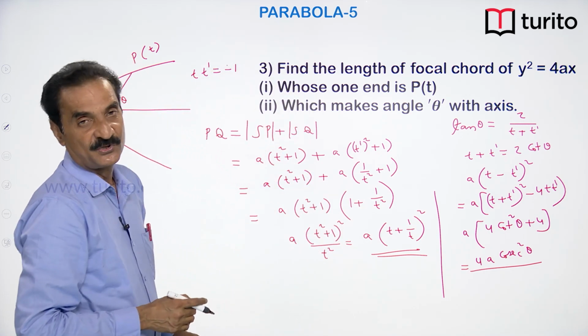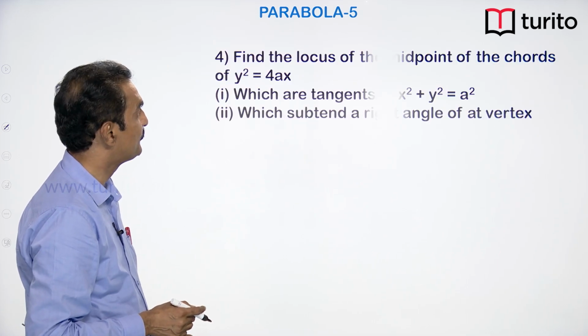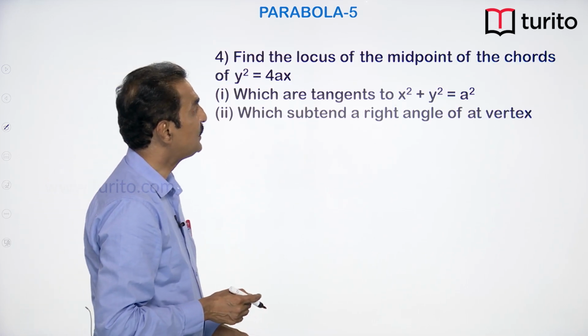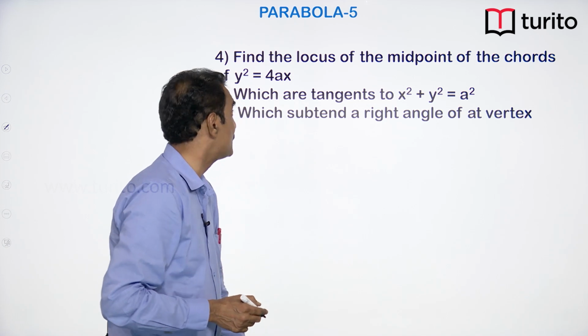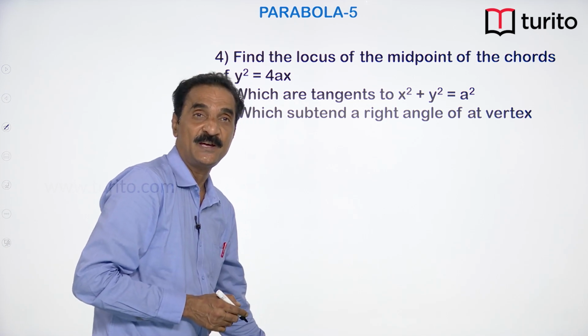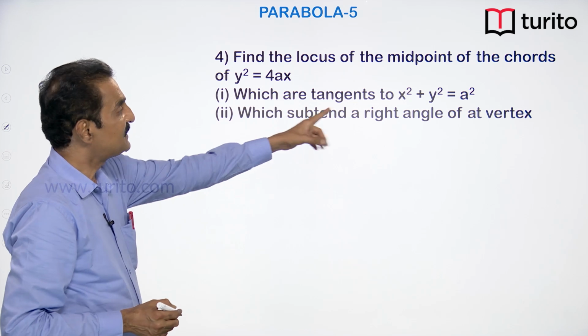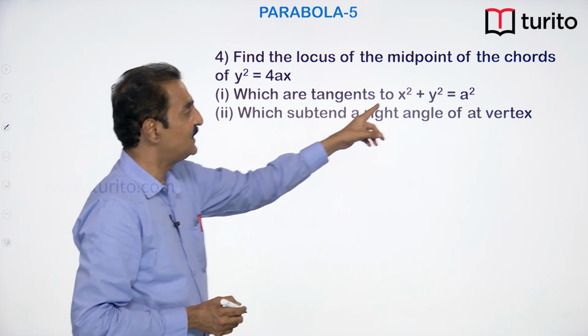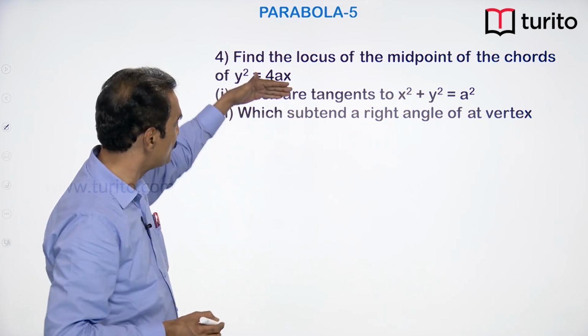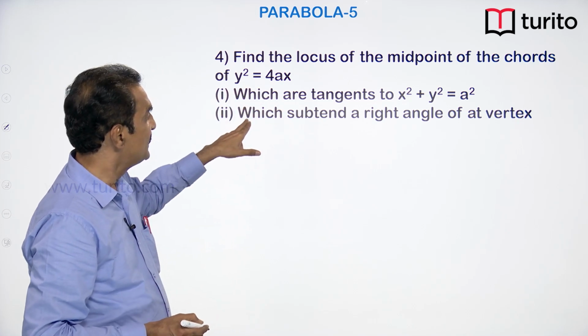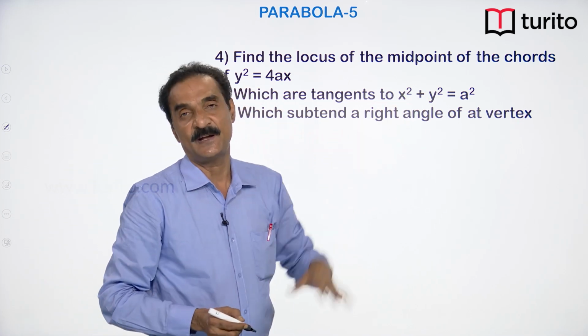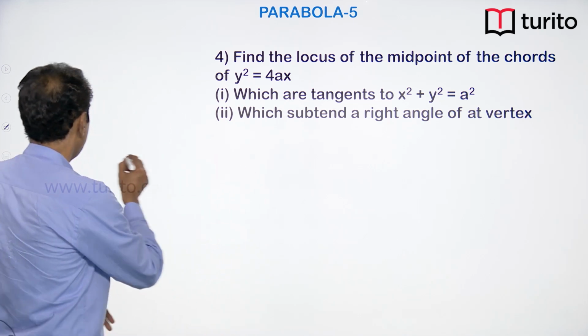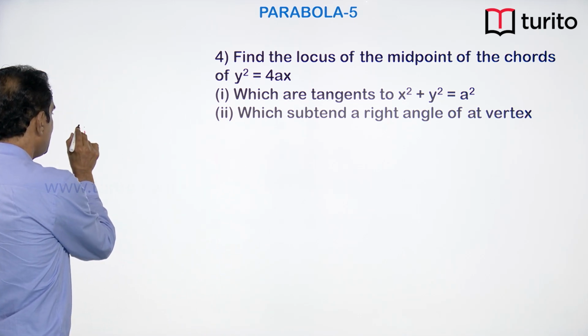Next question. Find the locus of the midpoint of chords of y square is equal to 4ax which are tangents to the circle x square plus y square is equal to a square. That is one question. Another question is which subtend a right angle at vertex. I will solve first question.